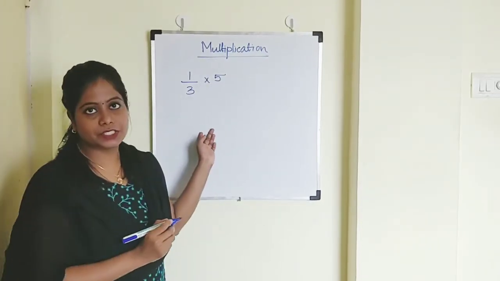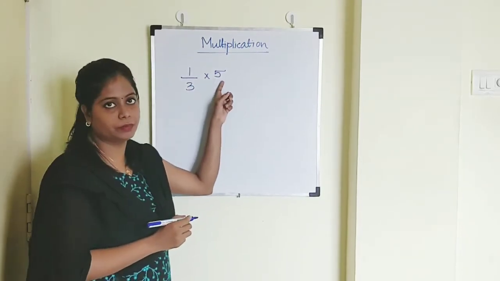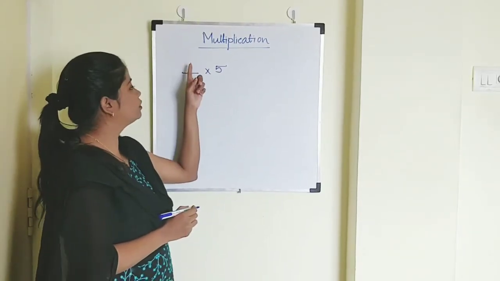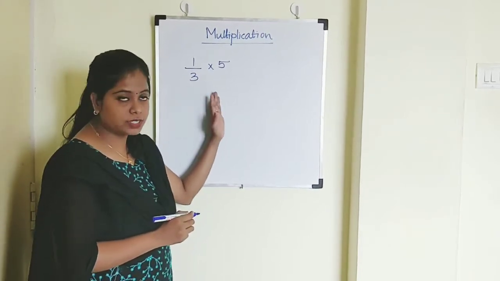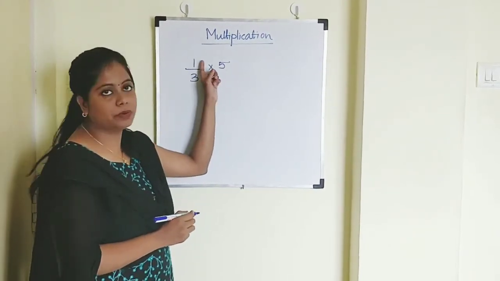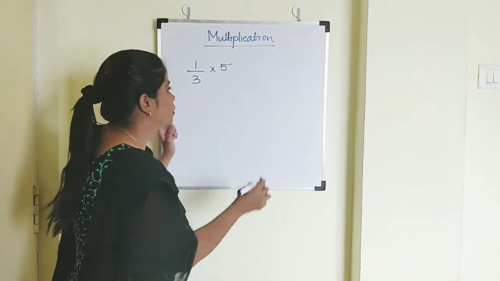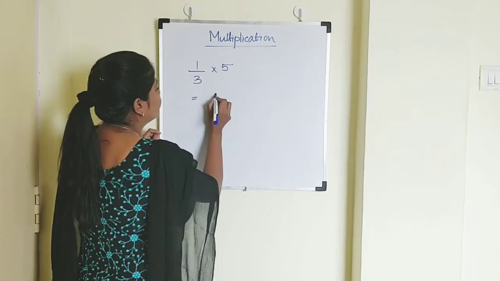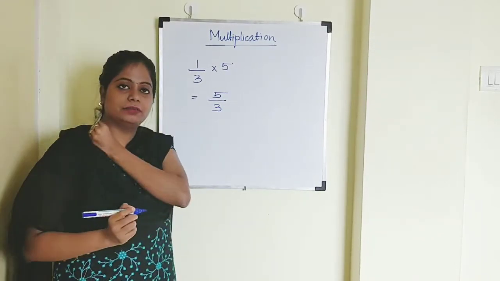Suppose this is the question. What you need to do is, now you can see there is a fraction and a whole number. So in the fraction, you have a numerator and a denominator. So in multiplication, you have to just multiply the whole number with the numerator and the denominator remains the same. So your answer will be 1 into 5 is 5, 5 by 3. This is as simple, children.